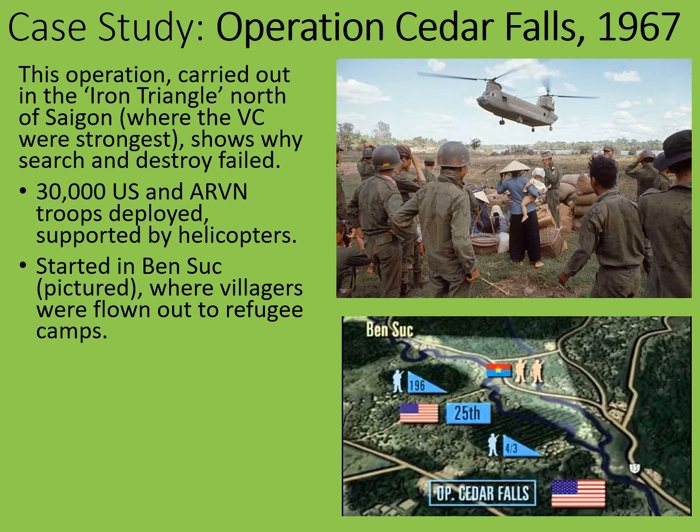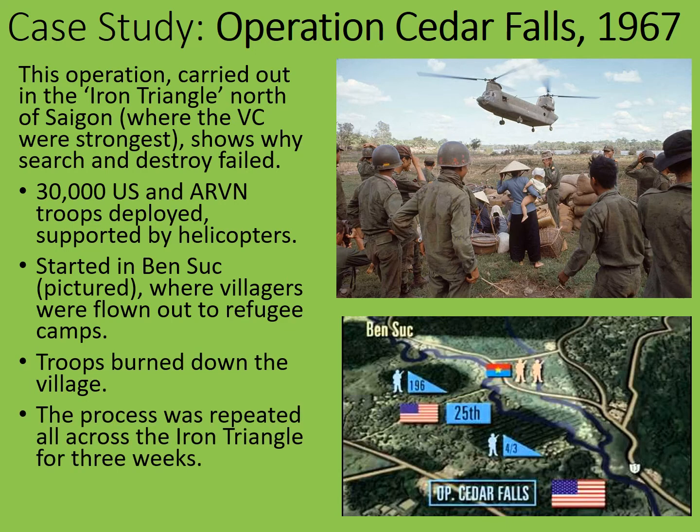This would not have been popular with these villagers, who after all would rather that the war had stayed away from their areas, and often they supported the Viet Cong because they saw the corruption of the South Vietnam government as not serving their interests. Then the troops burned down the village. Then the process was repeated all across the Iron Triangle for 3 weeks. The idea was that if you moved the civilians out, they wouldn't be harmed, and if you burnt down their villages, those villages could no longer support the Viet Cong.